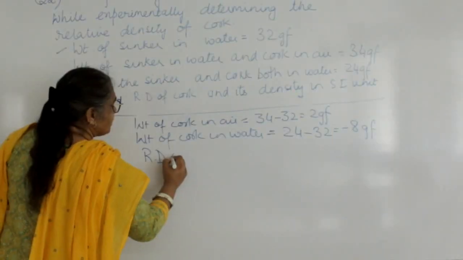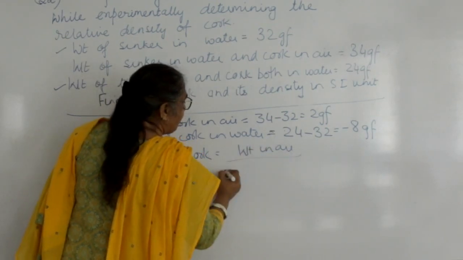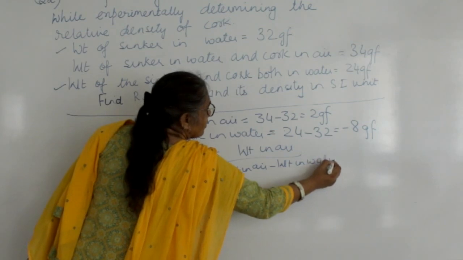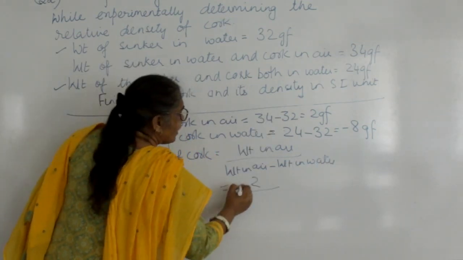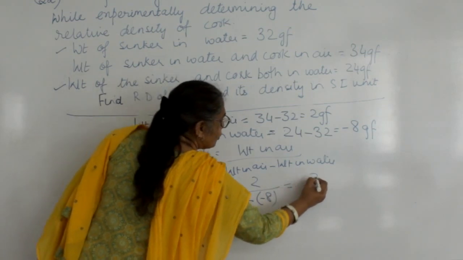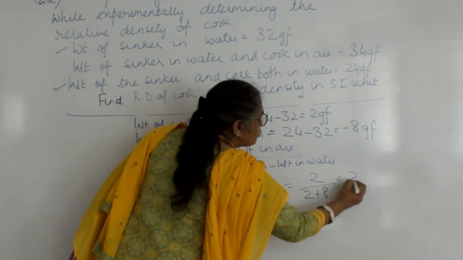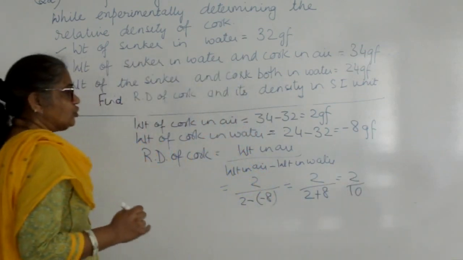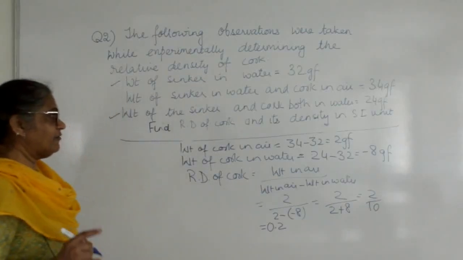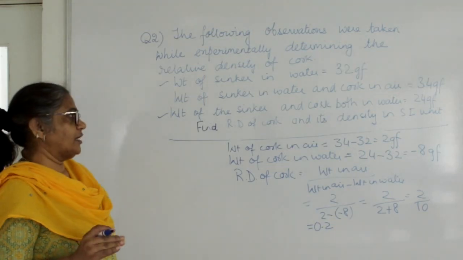Now, we come to find relative density of cork. So, relative density of cork will be weight in air upon weight in air minus weight in water. So, weight in air is how much? 2. Again weight in air 2, this will be minus and here I get minus 8. So, you have 2 and this minus minus will make it plus. So, you will have 2 plus 8. This gives me 2 upon 10. 2 upon 10 means I get 0.2. So, the relative density of the cork is coming out to be 0.2. Again, you will not write any unit with it.